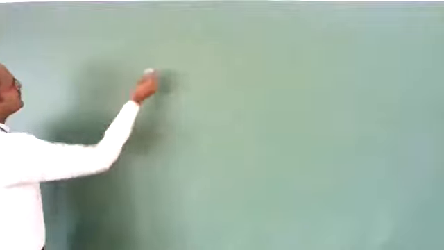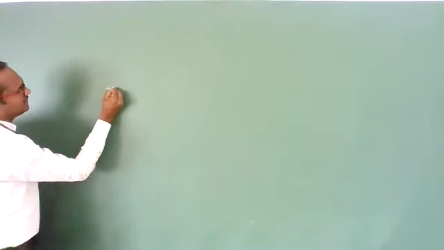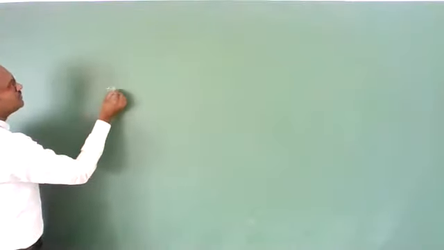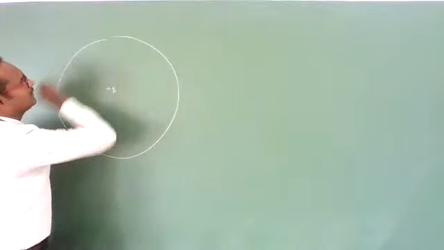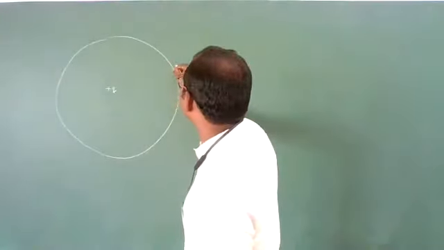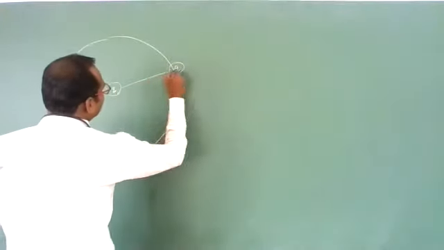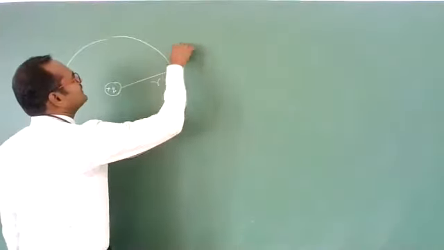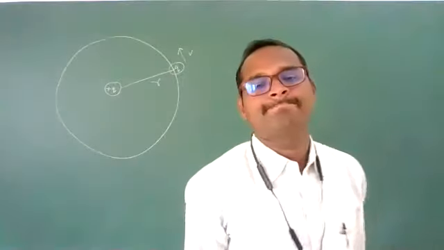Let us suppose here one positive charge Q is there. And around this charge, in a circular path, a negative charge minus q is rotating, whose radius is r. Let us suppose it is moving with a constant velocity v. Okay, clear?